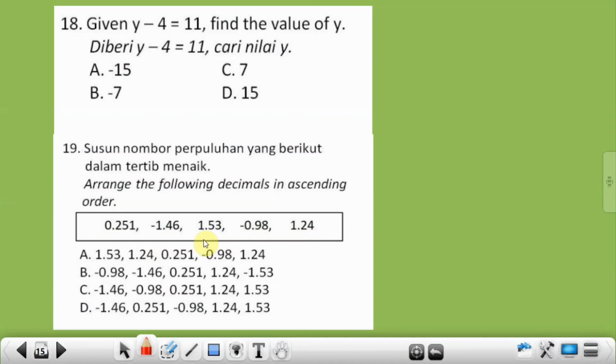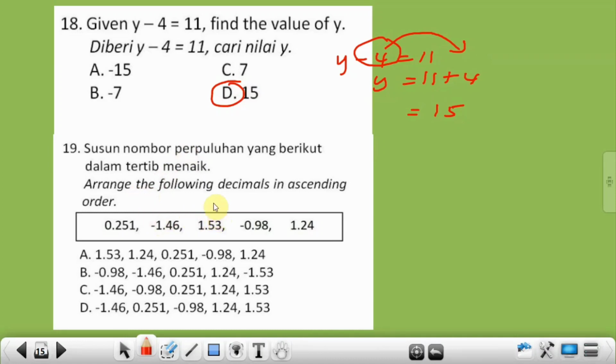Okay, so now we go to question 18. Given y minus 4 is 11, find the value of y. So y minus 4 is 11, so y is equal to 11 plus 4. You just bring this minus 4 to the other side. So you get the answer 15.